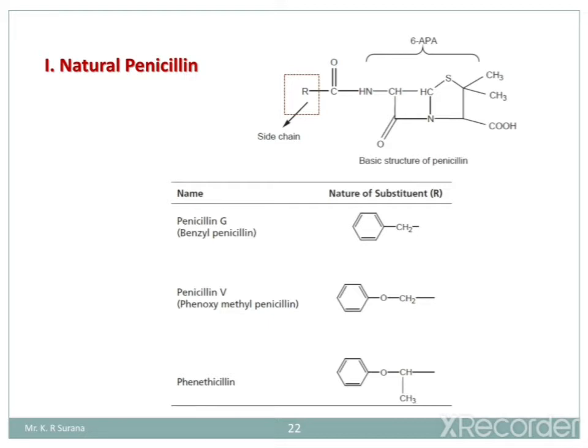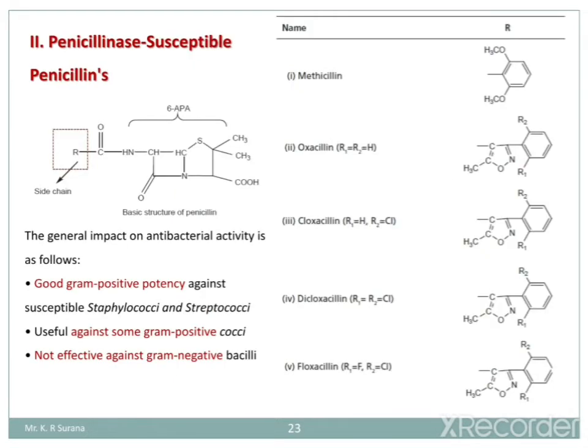Okay, so phenethicillin, you can see the phenoxy group. In case of penicillin V, we substitute one hydrogen of the CH2 with a CH3 group, and the rest of the structure of penicillin V remains as it is. So this is about the natural penicillins, that is the first class. Just draw and practice these structures.